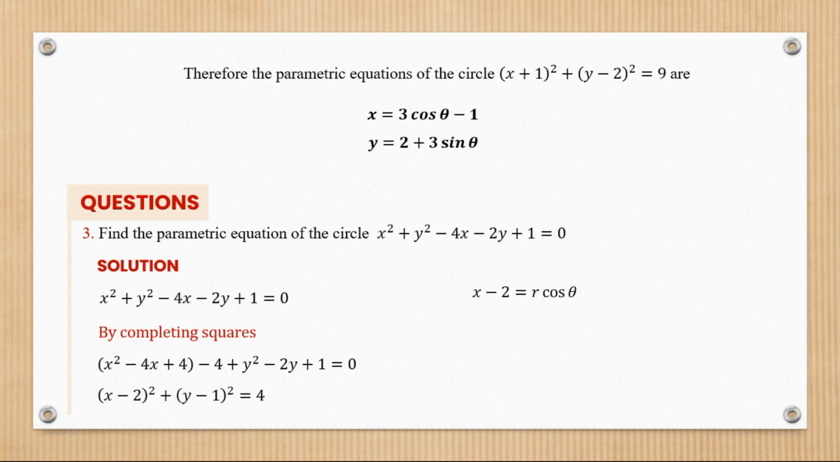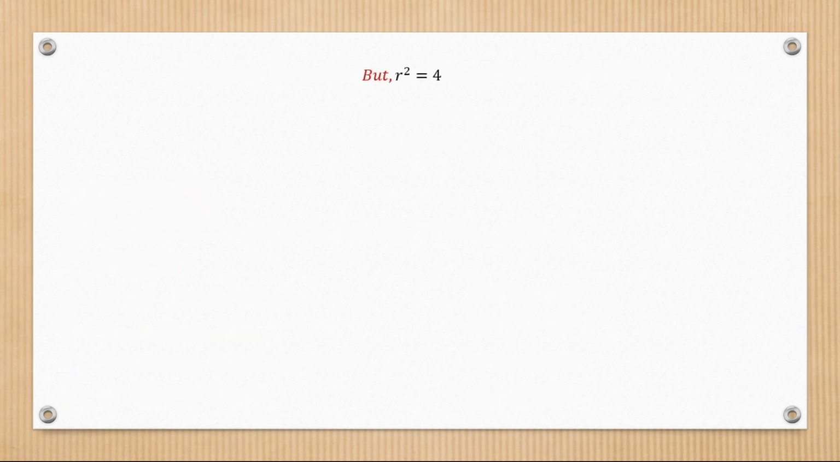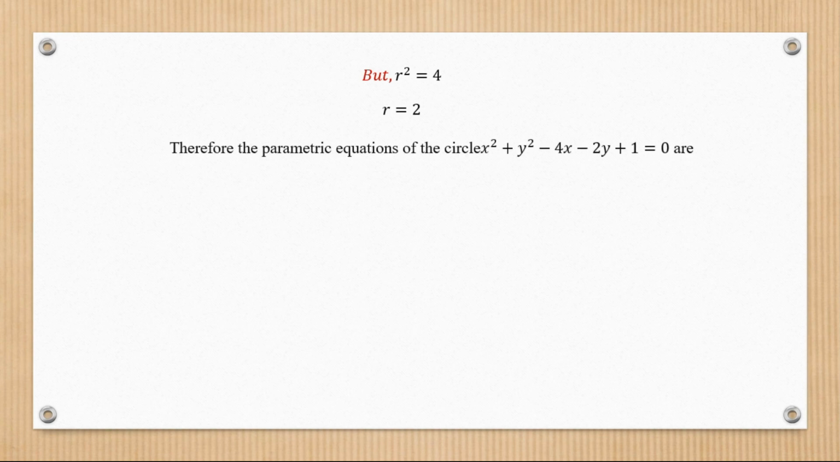And then we can see that x minus 2 shall be equal to r cos theta, so x shall be equal to 2 plus r cos theta. Then also y minus 1 is equal to r sin theta, so y shall be equal to 1 plus r sin theta. Then we can say that r squared is equal to 4, so r shall be equal to 2. So plug in that value of r into x and y, and we shall have x being equal to 2 plus 2 cos theta and y being equal to 1 plus 2 sin theta, and those are the parametric equations of this circle.